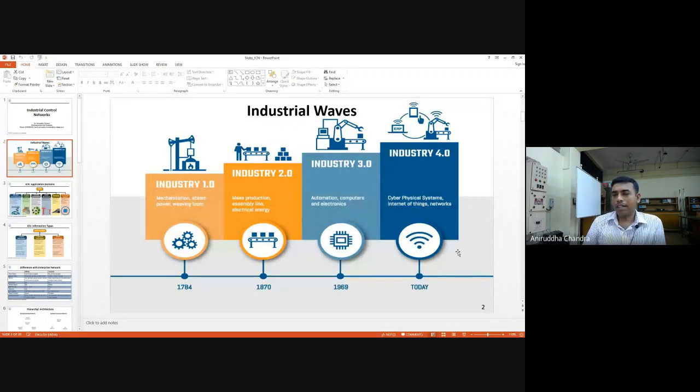The first slide tells you about the industrial revolutions. Although when they came, they were not termed 1.0, 2.0; that was named a few years back. But that will help you understand how we progressed from Industry 1.0 to 2.0 to 3.0, and currently we are in Industry 4.0. And people are already talking about Industry 5.0, with a lot of machine intelligence, deep learning, and other kinds of artificial intelligence.